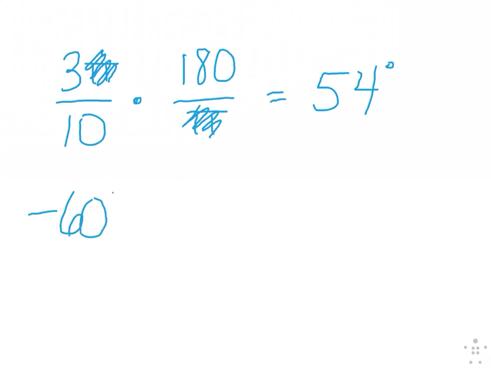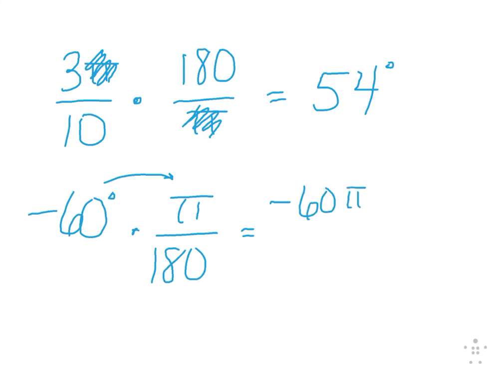Negative 60 degrees. Is that in degrees or radians? Degrees. So if it's in degrees, I multiply it by pi over 180. Then if I multiply straight across, what's negative 60 times pi? And what's 180 times 1? Now reduce it if you can. By the way, if you want to reduce it beforehand, that's your choice. Negative pi over 3. Don't forget the negative sign.